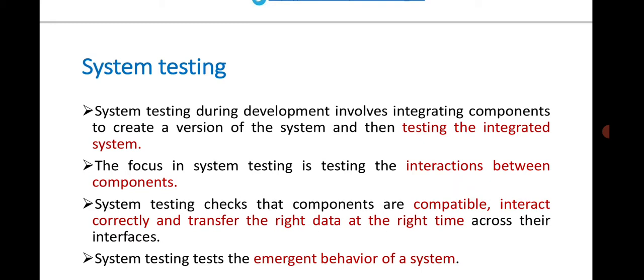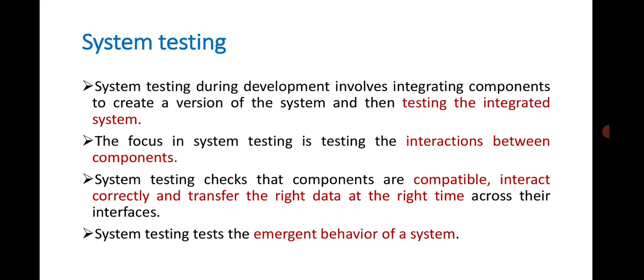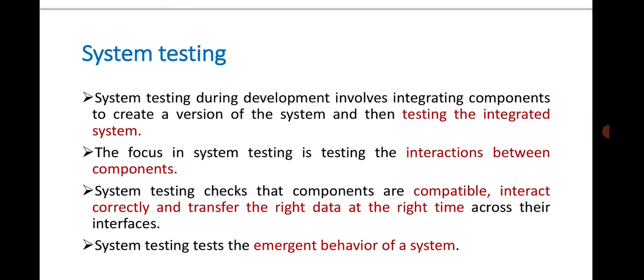Now in system testing, we are going to integrate more than one component. When we integrate more than one component, we get different versions of the system, and we perform testing on the whole system here. At the same time, we focus on how the integration will be done, or how the interaction is going to happen between one component and another component. That is the main theme of system testing.